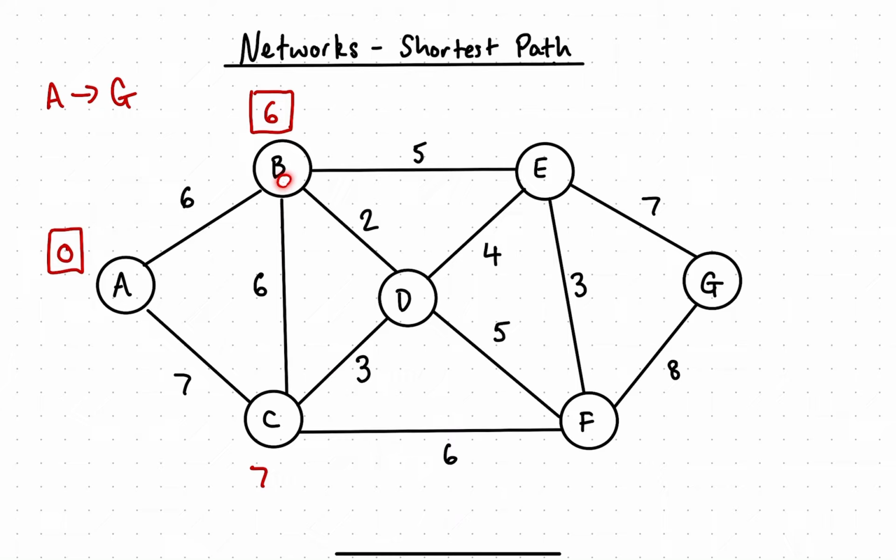So from B, we can also then travel to D, which is in total 8, because 6 plus 2 is 8. There's no number there, so I'm going to write the number 8 there. And then from B, we can also travel to E, which is 6 plus 5, which is 11. Again, there's no number there, so we're going to write the number there, 11. And now we have gone to every place we can go to from B.